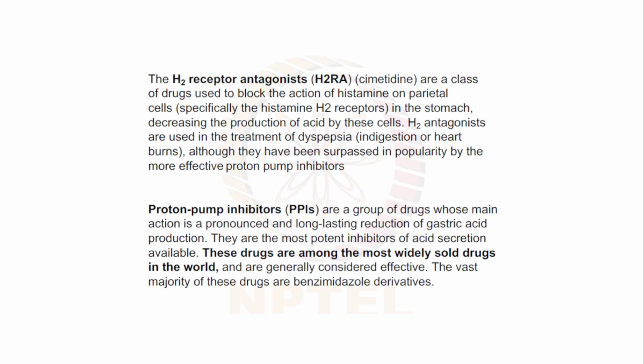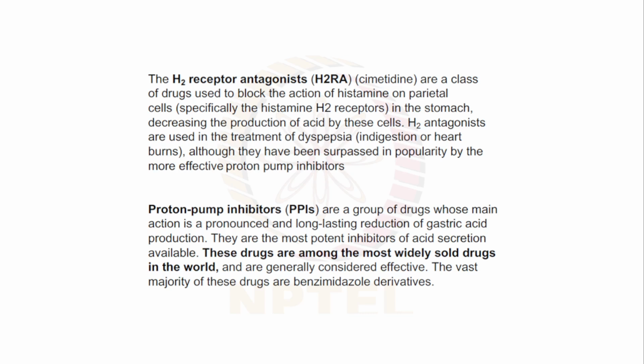Okay. So H2 receptor antagonists like cimetidine are a class of drug used to block the action of histamine on parietal cells in the stomach, decreasing the production of acid by these cells. These H2 antagonists are used in the treatment of what? Dyspepsia, ulcers and heartburn. ठीक है, तो उस केस में क्या करते हैं, उनको एक H2RA दे देते हैं, जो ब्लॉक करता है किसको, हिस्टामिन रिसेप्टर्स को.